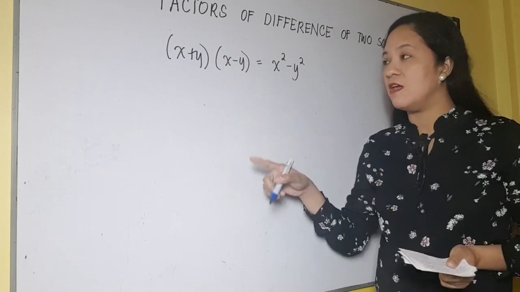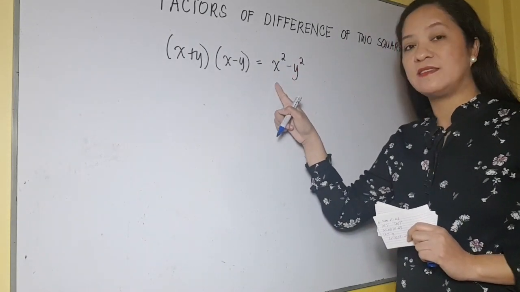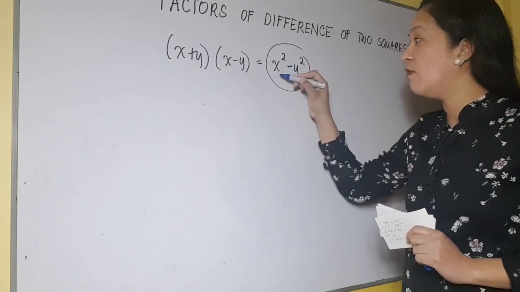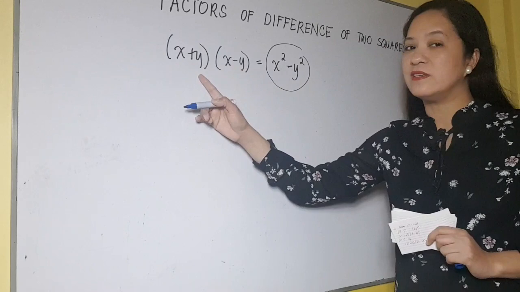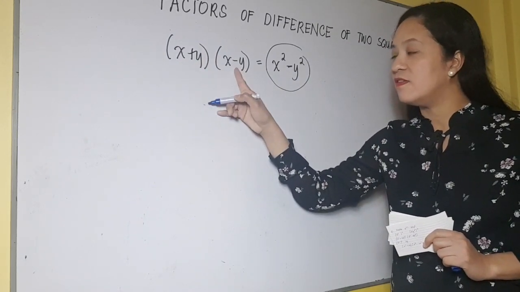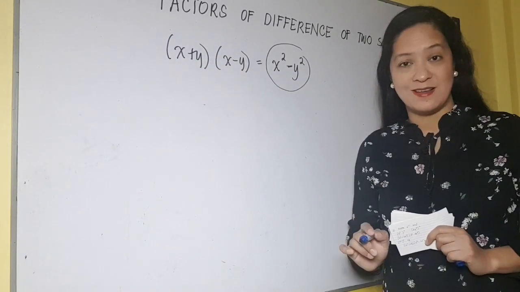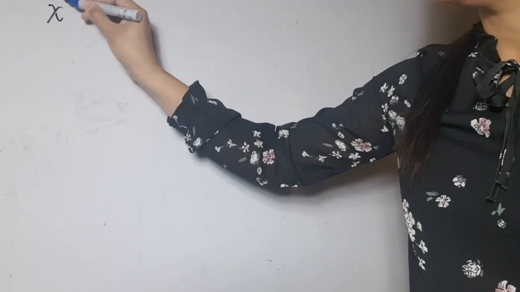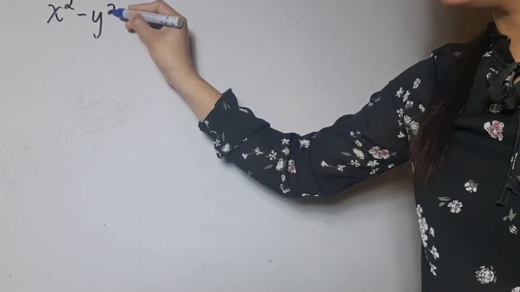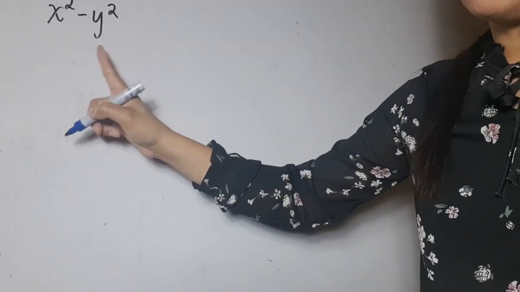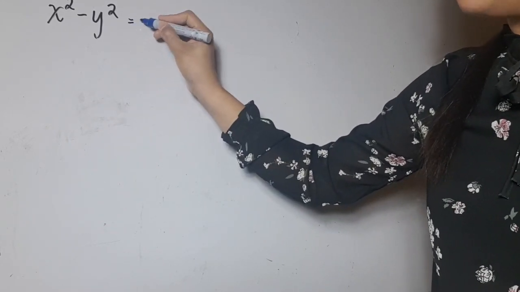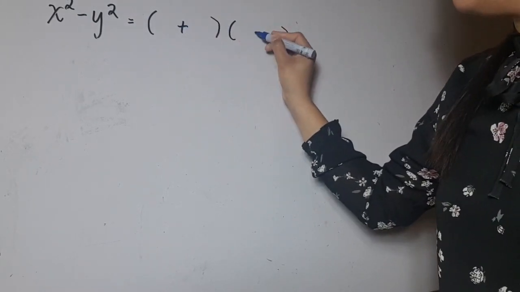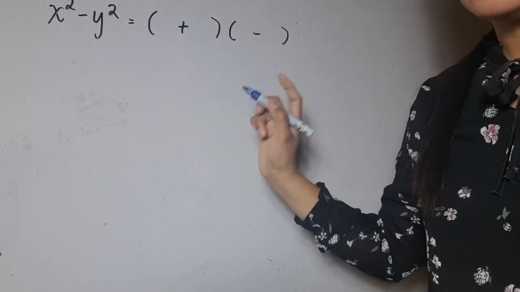So, conversely, if you're looking for the factors of x squared minus y squared, which is a difference of two squares, ang factors niya ay sum and difference of the same two numbers. So the factors should be the sum and difference of the same two numbers.